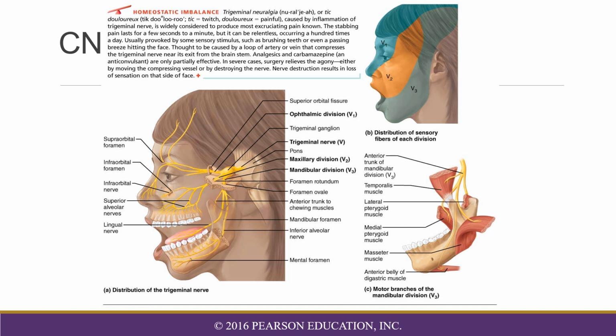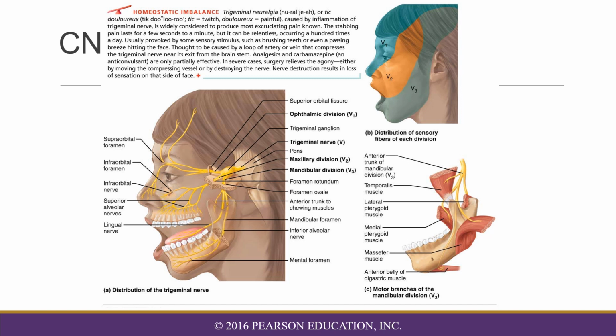Okay, so homeostatic imbalance: it's called trigeminal neuralgia or tic douloureux. Make sure that you know those 2 names, AKAs. Trigeminal neuralgia, also known as tic douloureux. Tic being twitch, douloureux meaning painful, or dolor, D-O-L-O-R, remember the cardinal signs of inflammation, dolor, pain. Caused by inflammation of the trigeminal nerve.